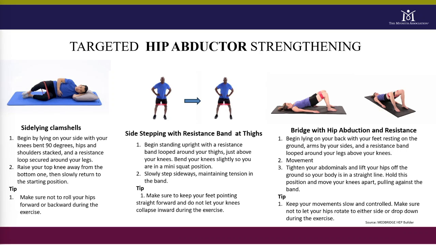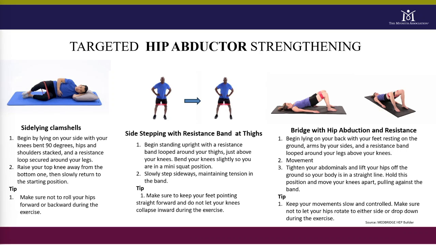The next one is sidestepping using a resistance band at the thighs. So you are standing and there's a resistance band loop around your thighs, and basically what you're doing is stepping sideways, and you are trying to stretch that band around your legs, and then you can hold it there for a few seconds and then return to the starting position.